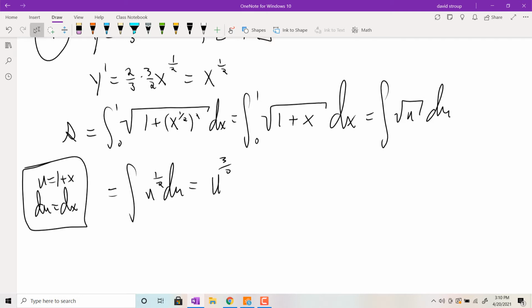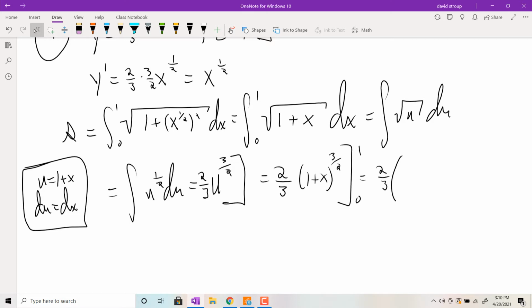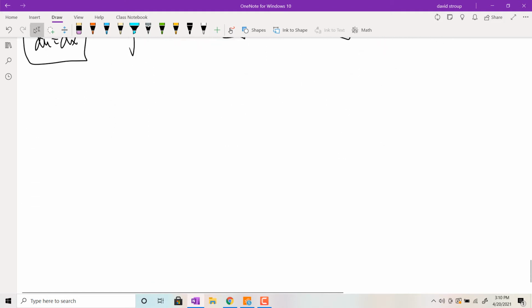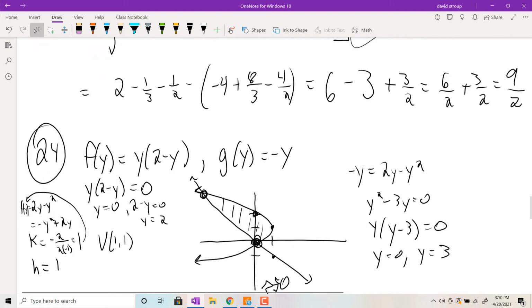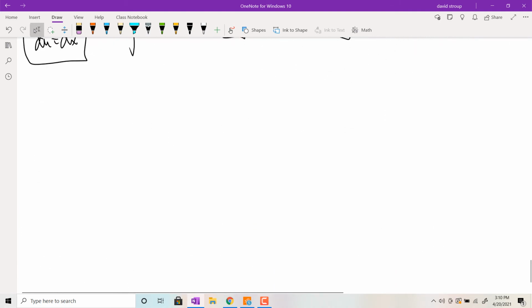So you get u to the 3 halves times 2/3. Remember to evaluate. Back sub. Then we have 2/3 times 1 plus 1. Plugging the top limit into the antiderivative gives 2 to the 3 halves, and then minus 1 plus 0. 1 to any power is just 1. So that would be your final answer. Okay, good stuff. That's really the most important stuff in Chapter 7 for us.